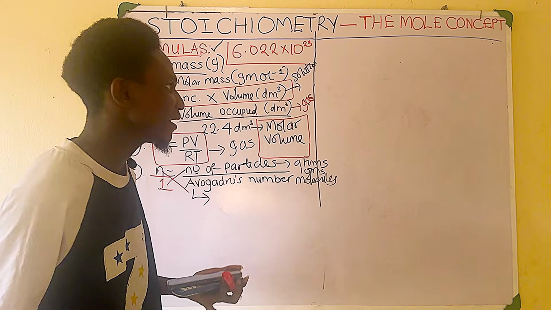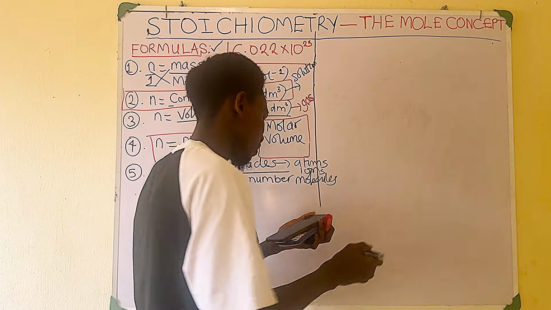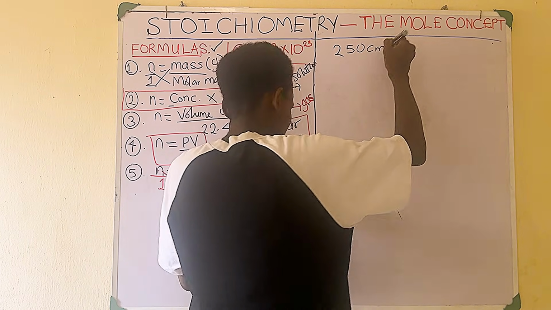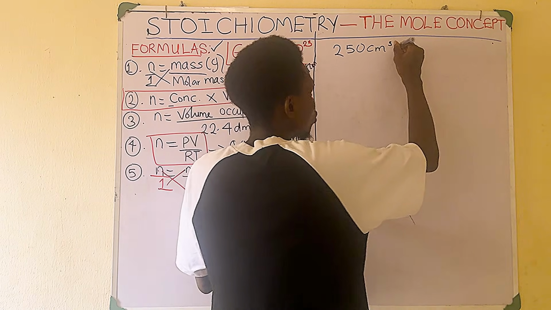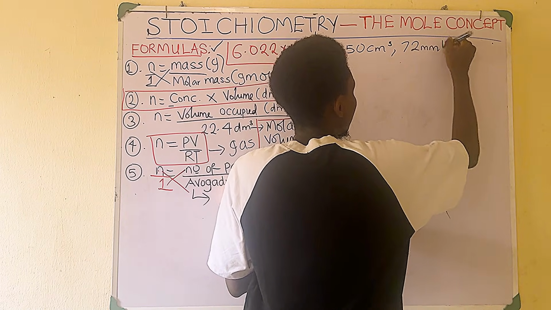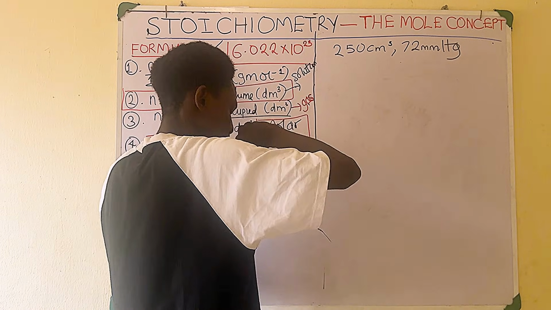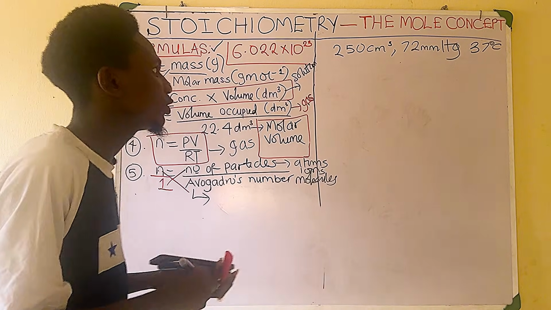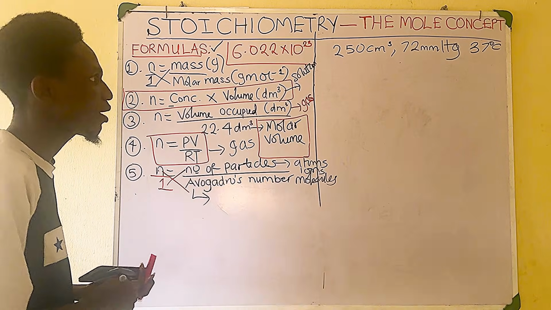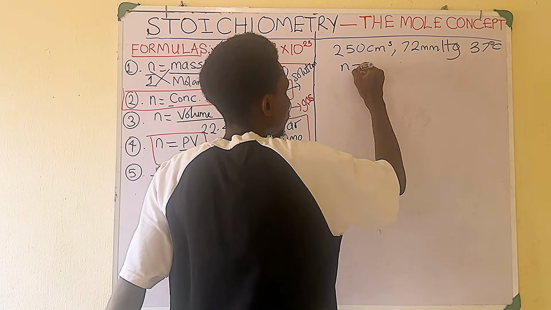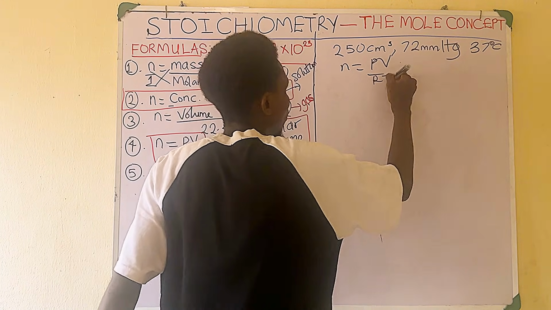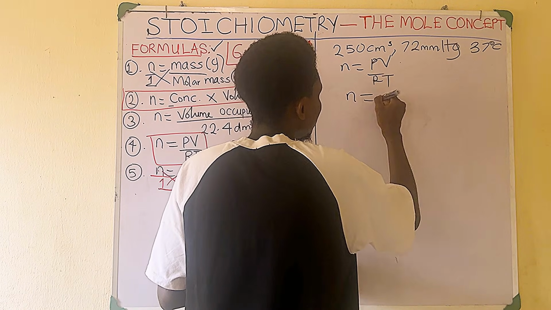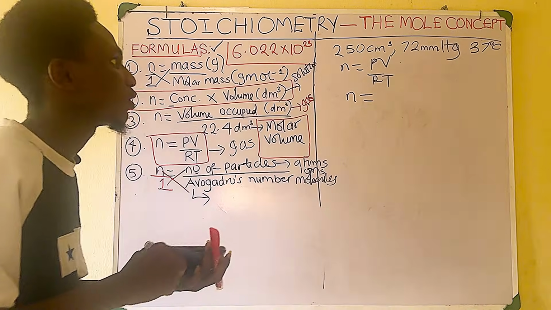So now quickly, number 5: we have 250 cm cube of an ideal gas exerting a pressure of 72 millimeters of mercury, that's pressure, at 37 degrees Celsius. Now calculate the number of moles. Quickly, you already know that you're going to be using the first formula. So number of moles equals PV over RT. Let's start from pressure. Pressure is 72 millimeters of mercury.